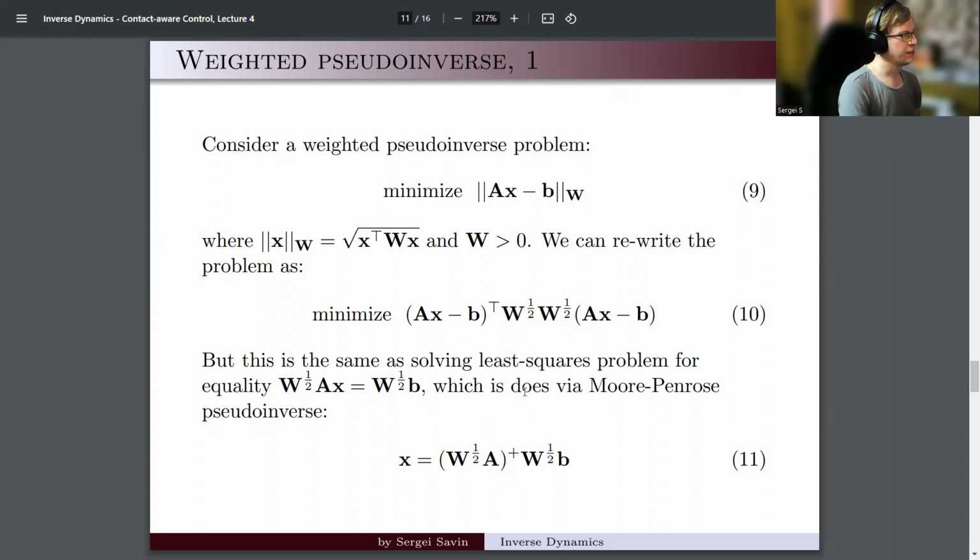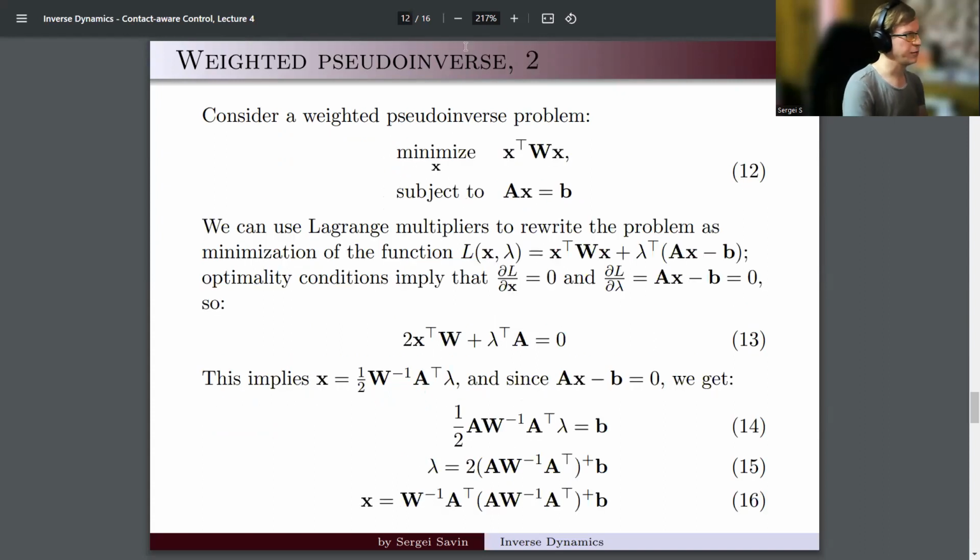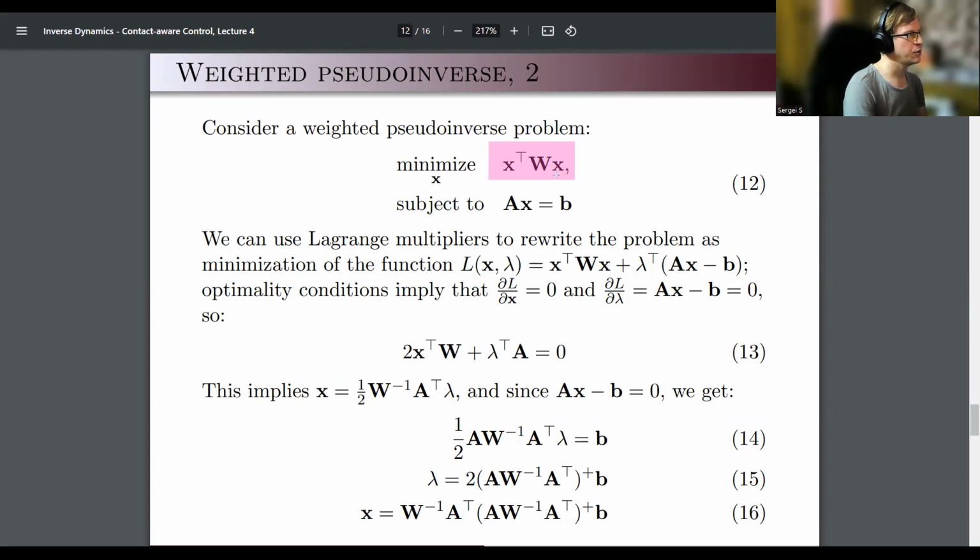Well, now let's consider another type of weighted pseudo-inverse problem. This time I write it in a different fashion. I say minimize x transpose omega x, so minimize the quadratic form, subject to linear constraints of this fashion. Some of you may recognize this as the bonus question from the last lecture. I asked you to solve it, and two of your colleagues submitted solutions. It was very nice, and the solutions were very, very pretty.